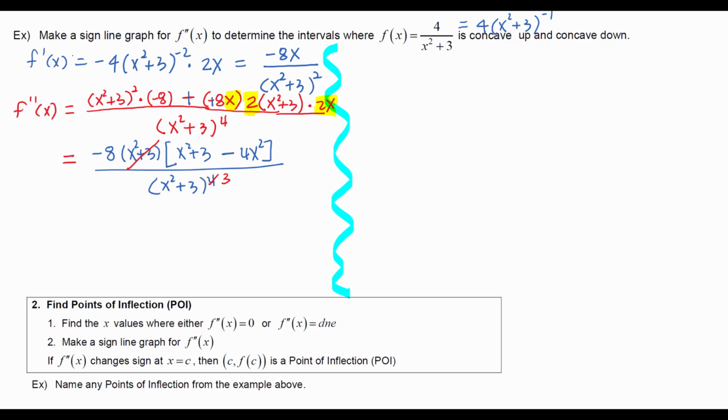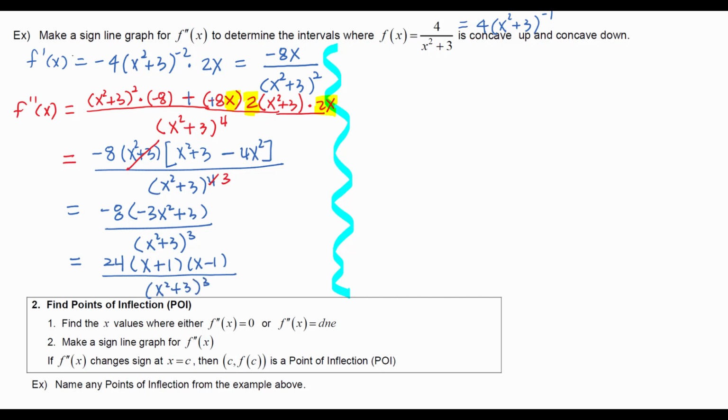So now you have negative 8 inside, negative 3x squared plus 3 over (x squared plus 3) to the third power. I'm going to pull out a negative 3 factor from the parentheses on the top. So when it comes out and is multiplied by negative 8, it becomes positive 24 times (x squared minus 1), but x squared minus 1 factors as (x plus 1)(x minus 1) over (x squared plus 3) to the third power. So I found f double prime now.